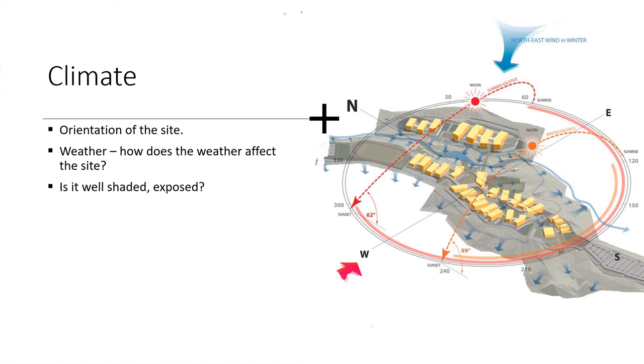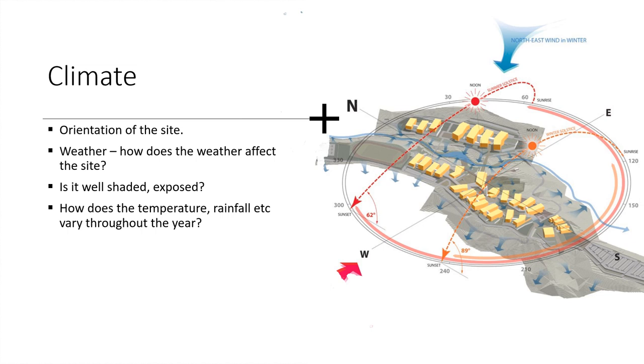Is your site well shaded or is it exposed? You want to figure this out because you want to know how best to orient your site, your building, in terms of your site. Normally, you want to orient your building east to west, where the longest part of your building faces the south. So you want to figure out if it's well shaded or not, so you can adjust the orientation of your building. How does the temperature, rainfall, and anything else vary throughout the year?